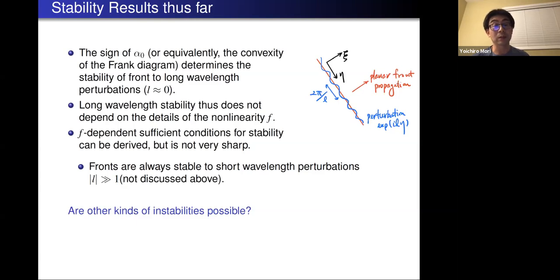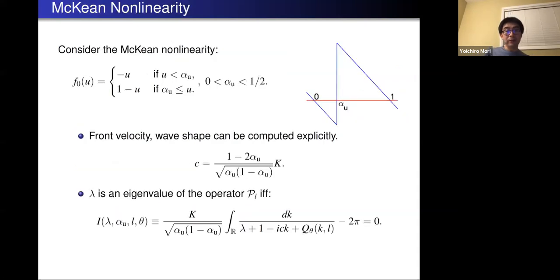We have ruled out, for example, if alpha 0 is positive, long wavelength perturbations and short wavelength perturbations. Is it possible to have growth of intermediate wavelength perturbations, in which the wavelength is neither large nor small? And it turns out that this highly depends on the choice of nonlinearity.